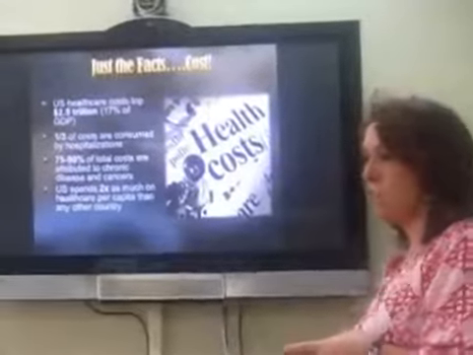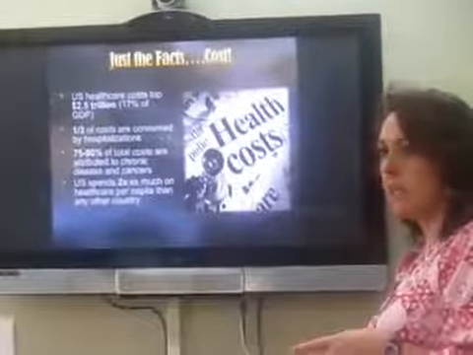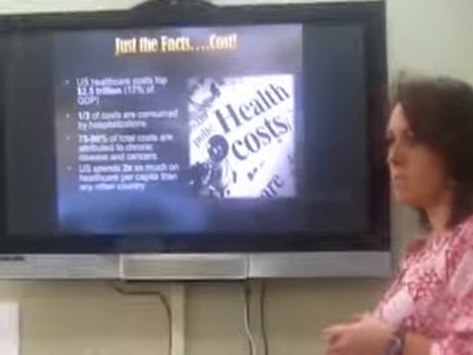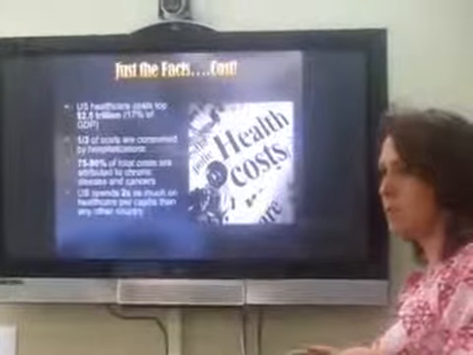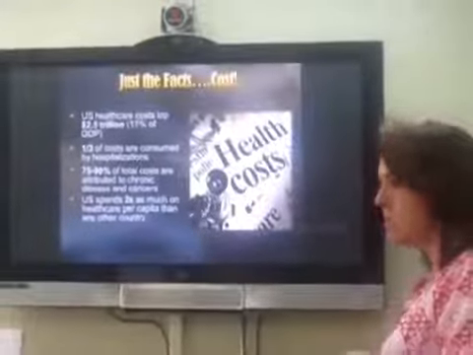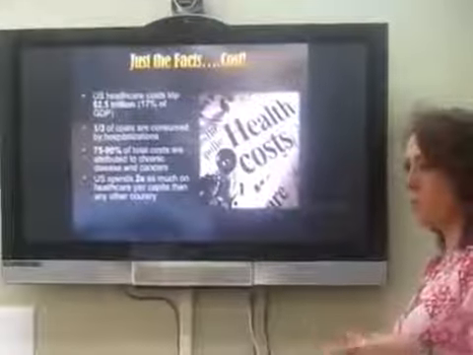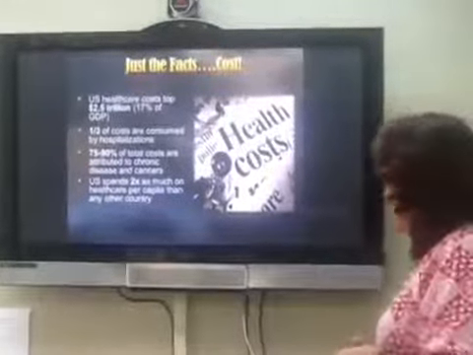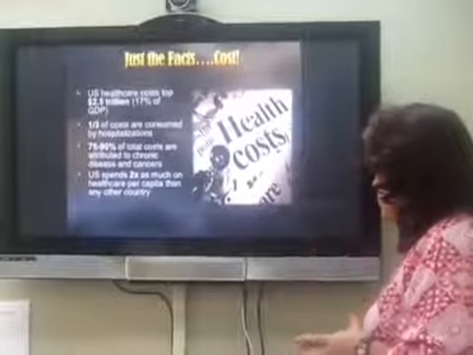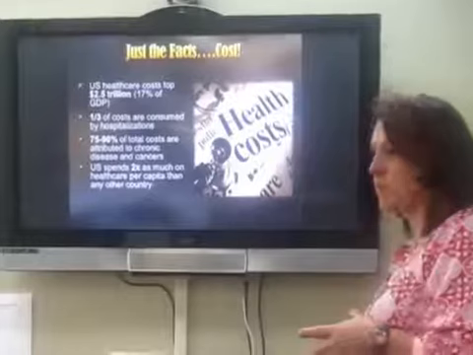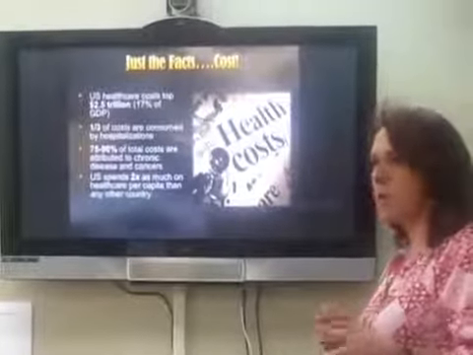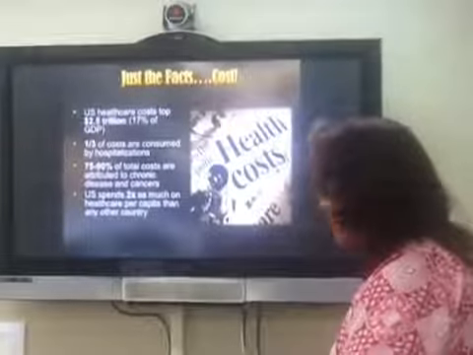We also have some of the lowest infant mortality rates, some of the worst statistics of the developed countries, and yet we're spending twice as much money. And so we're trying to figure out what we're doing wrong, especially with the chronic diseases and the cancers, and trying to help people manage those illnesses and not end up back in the hospital over and over again.